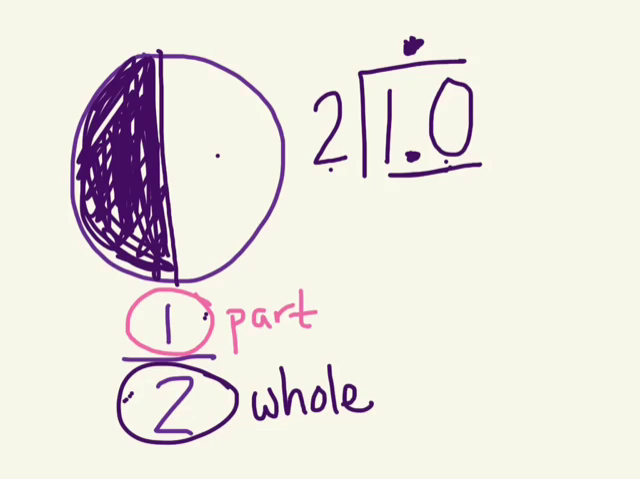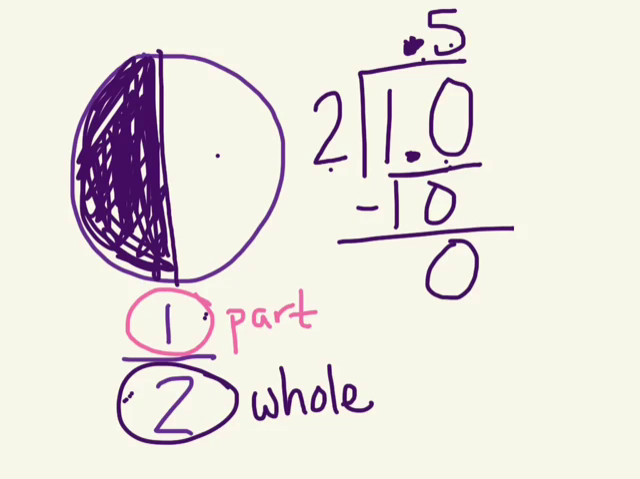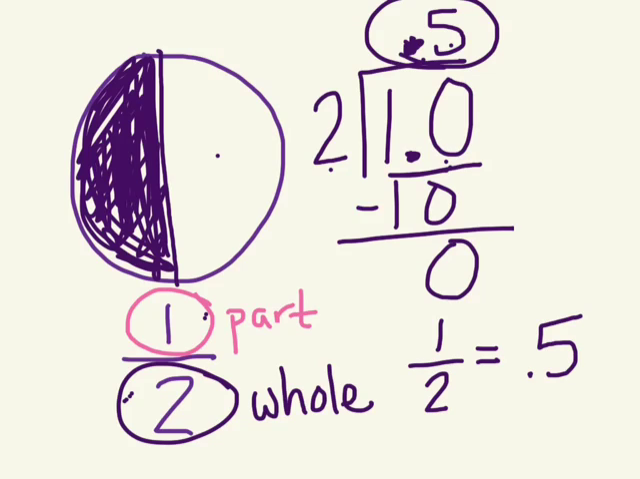2 goes into 10 5 times. 5 times 2 is 10. And I have 0 left over. So my decimal for 1/2 is 0.5. 1/2 equals 0.5. That is my decimal equivalent for my fraction.